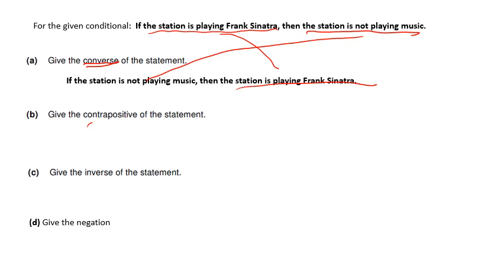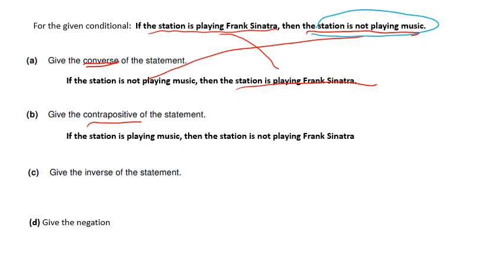Part B, I'd like the contrapositive. The contrapositive is you're going to switch the two statements around, but you're going to negate the two statements. So, I'm going to bring the station is not playing music forward, but notice I negated it. It is playing music. I'm going to take the first statement, the station is playing Frank Sinatra. I'm moving it to the back, but I'm negating it. Not playing Frank Sinatra.